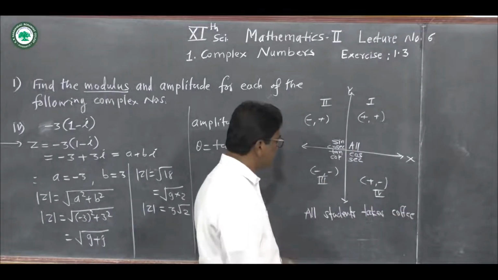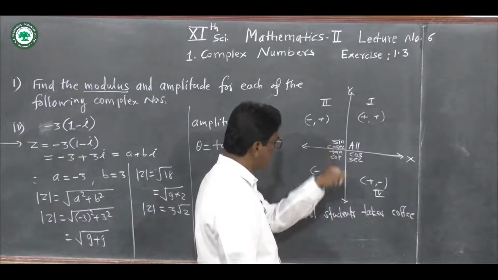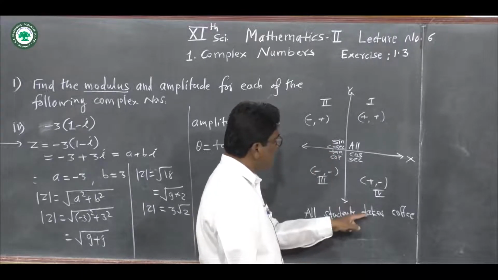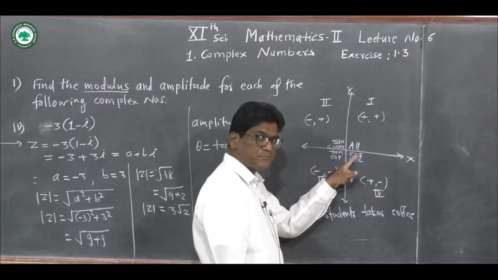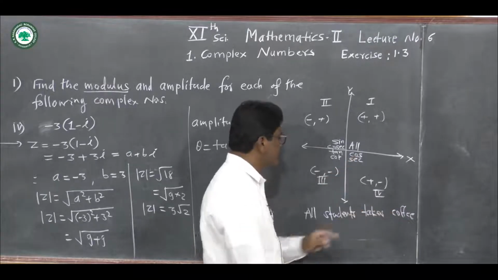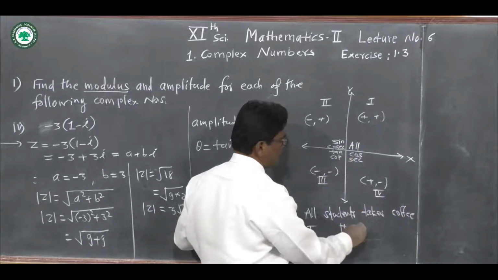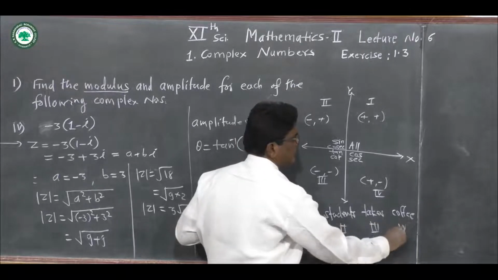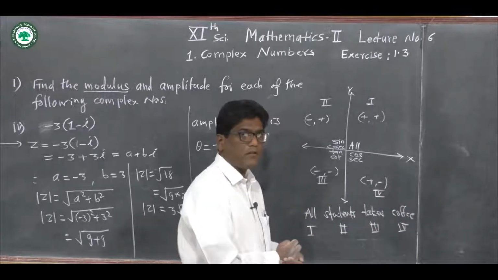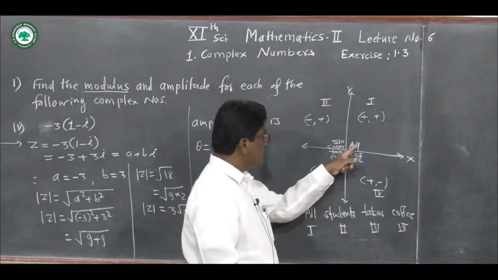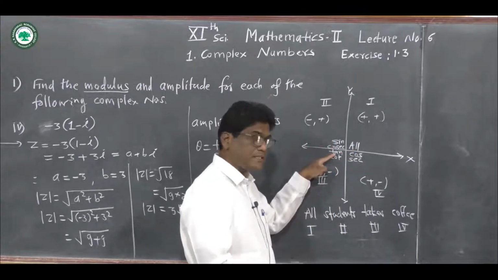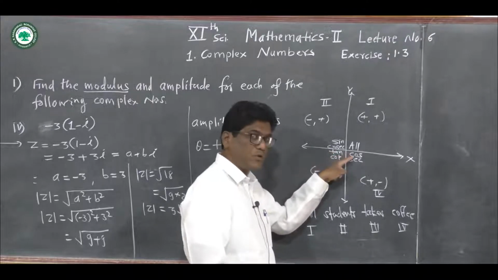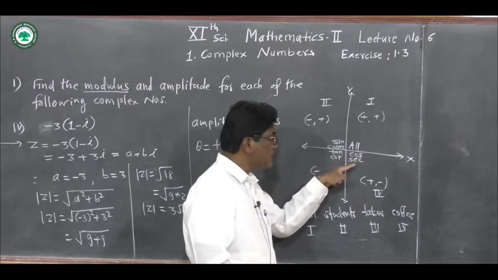All in the first quadrant, S in the second quadrant, T in the third quadrant, C in the fourth quadrant. All Students Take Coffee: first quadrant, second quadrant, third quadrant and fourth quadrant. Get it? It means here all are positive; here sine and its reciprocal cosec are positive; here T for tan and its reciprocal cot are positive; here C for cos and its reciprocal sec is positive.